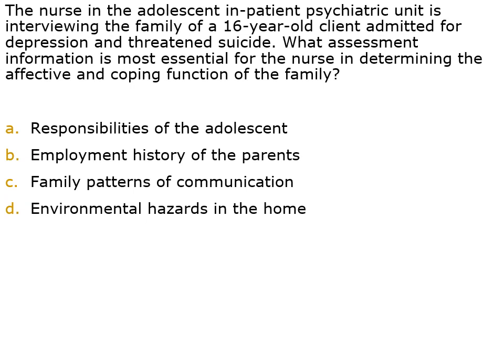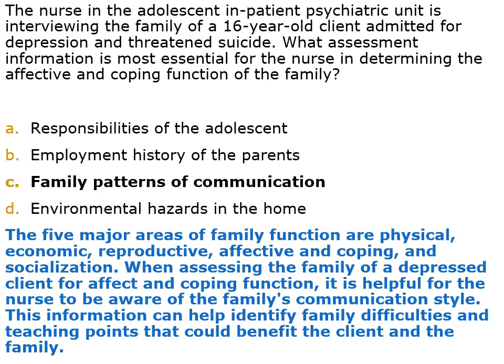So this is asking us what assessment information is most essential for the nurse in determining the effective and coping function of the family. So here we're talking about the emotional and coping response patterns, okay? The five major areas of family function are physical, economic, reproductive, affective and coping, and socialization. When we're assessing the family of a depressed client for affective and coping function, it's helpful for the nurse to be aware of the family's communication style. This information can help identify family difficulties and teaching points that could benefit the client and the family.